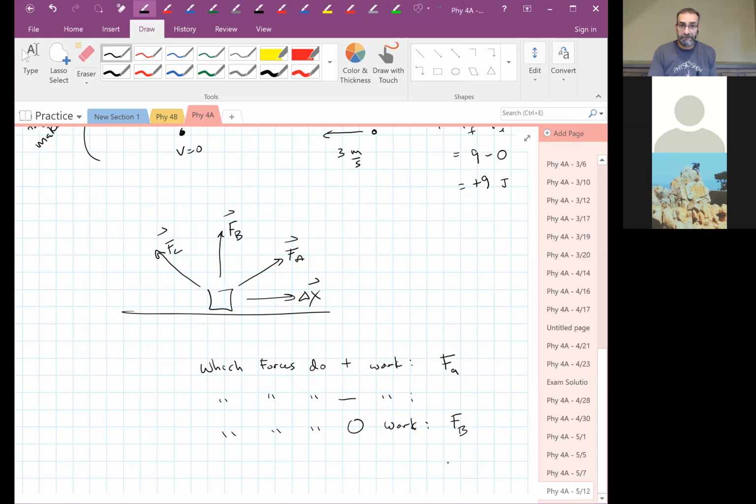And C would be doing negative work, right? It has a component in this direction and the box is going the other direction. So it would be doing negative work on our box. If it was the only force acting on our box, it would be causing the box to slow down.